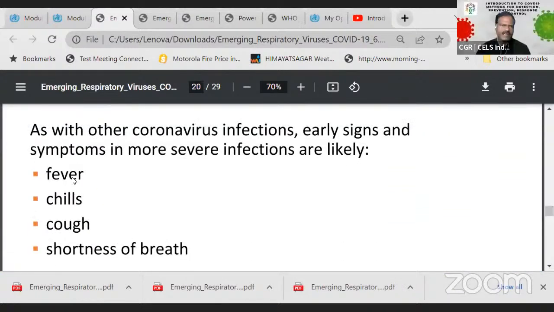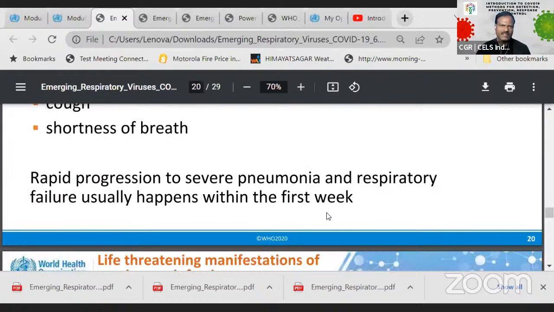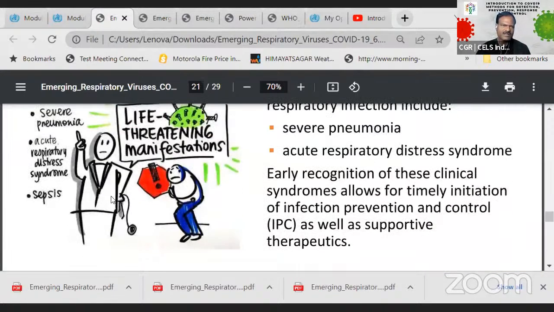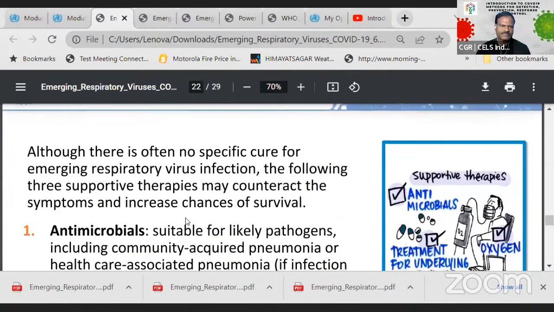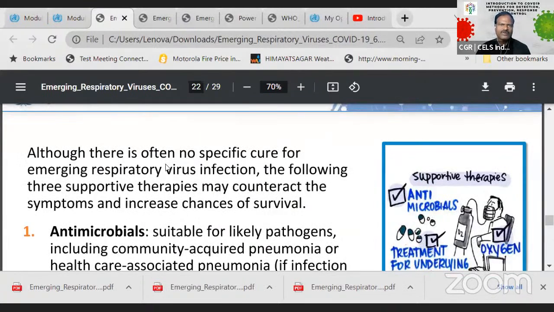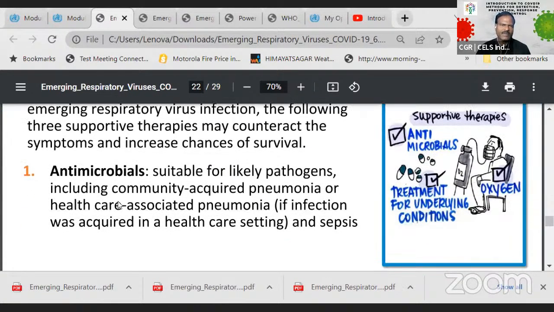So here again, early signs are fever, chills, cough, shortness of breath, pneumonia and other things. These are some of the symptoms. So, what do we need to take? Antimicrobials suitable for the likely pathogen, because for a virus we don't have direct medicine, because you need to improve your immunity.